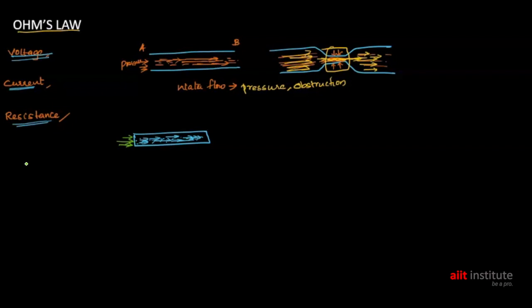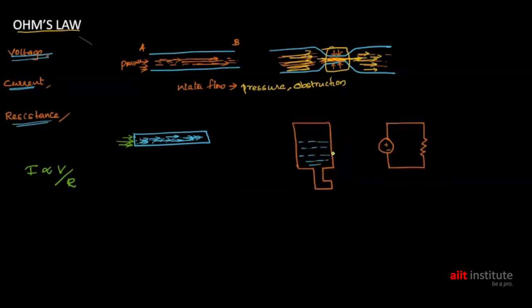the material. So what actually Ohm's law is saying, at a constant temperature, the current flowing through a conductor between 2 points is directly proportional to the voltage across the conductor and also inversely proportional to the resistance.